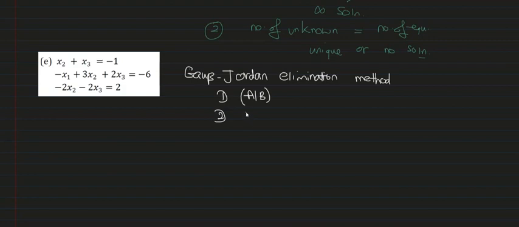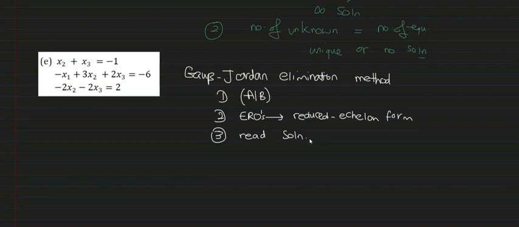Number 2, we will use the elementary row operations, but instead of trying to reach the echelon form, this time we will be seeking the reduced echelon form. And how would this help us? Number 3, it would help us in that we have eliminated the back substitution step. We will be able to read the solution directly. So let's apply these steps over that system here in number E.